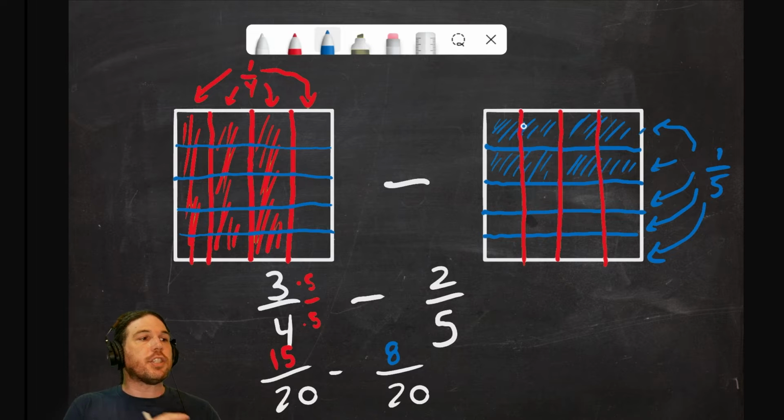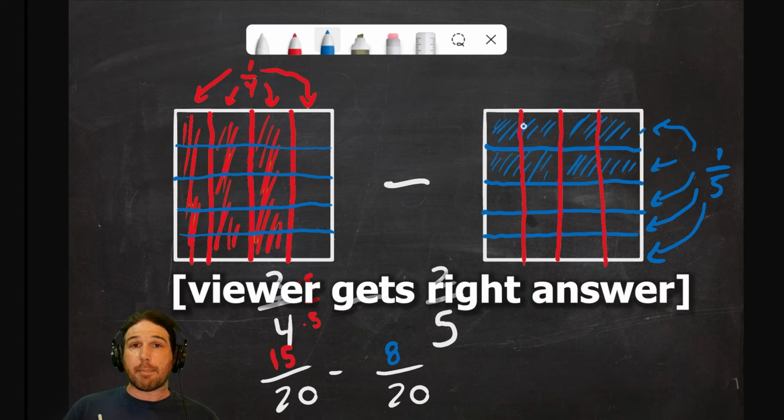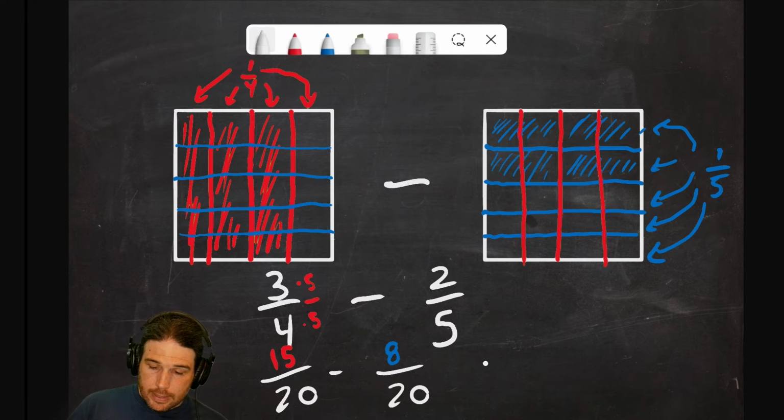And then once you are in a place where you have a common denominator, you are no longer in fraction land. You are no longer working with fractions. You are now counting blocks. If I have 15 blocks and I take away 8 blocks, I do indeed get 15 minus 8, which is 7 20ths.